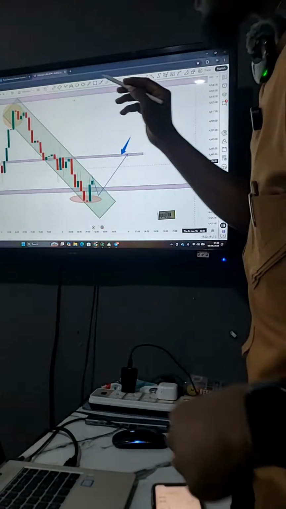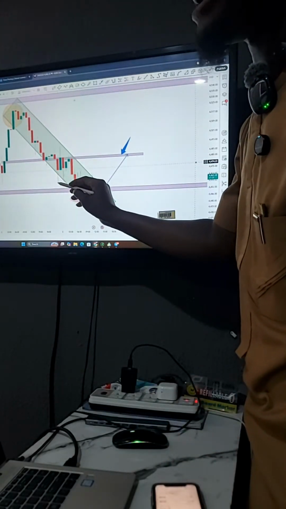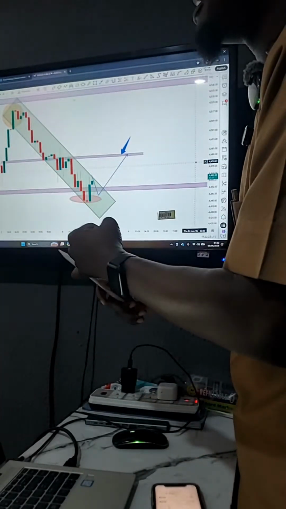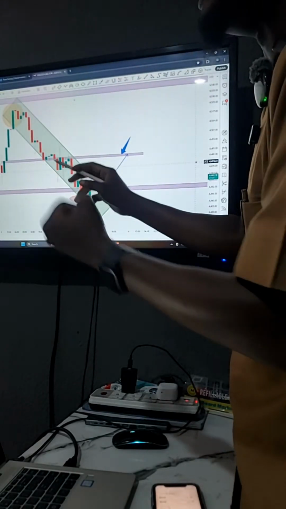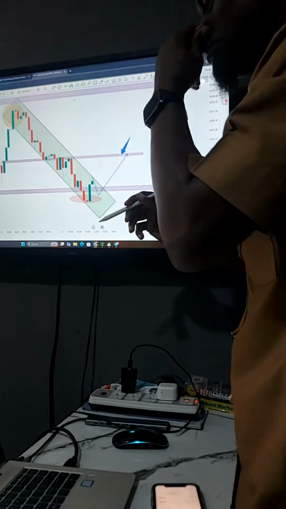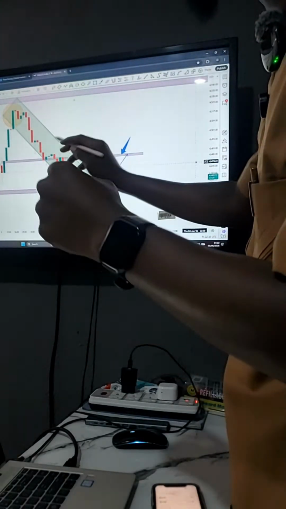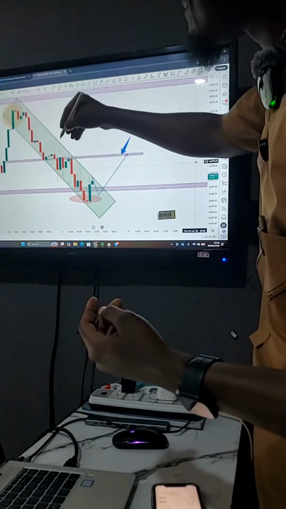You see, this is called a pin bar. You can also call it a wick, W-I-C-K. You can also call it rejection. Now, many people only know the name and they don't know the meaning. I cannot be marking my wick.